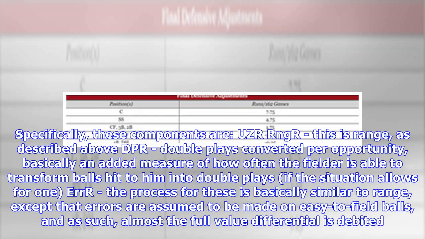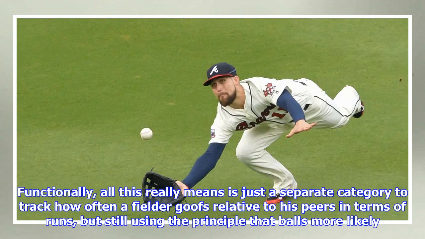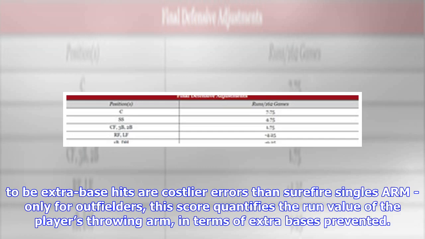Specifically, these components are UZR and GR. This is range, as described above. DPR, double plays converted per opportunity, basically an added measure of how often the fielder is able to transform balls hit to him into double plays, if the situation allows for one. Error: the process for these is basically similar to range, except that errors are assumed to be made on easy-to-field balls, and as such, almost the full value differential is debited. Functionally, all this really means is just a separate category to track how often a fielder goofs relative to his peers in terms of runs, but still using the principle that balls more likely to be extra base hits are costlier errors than surefire singles. Arm.